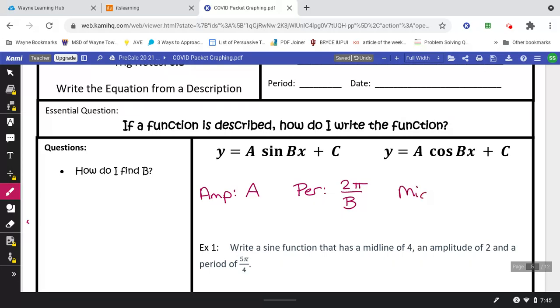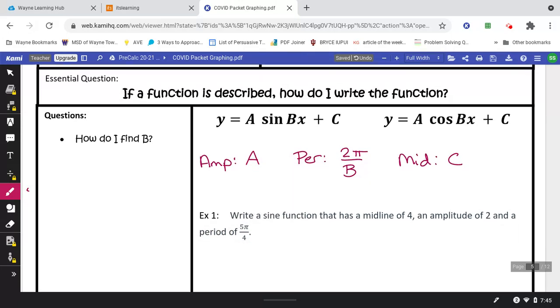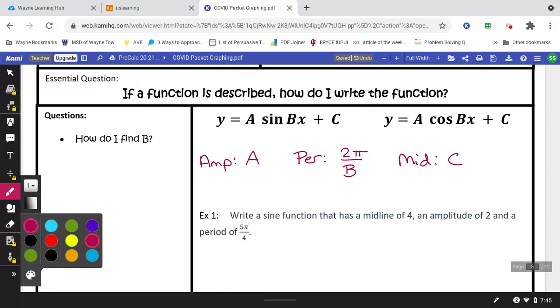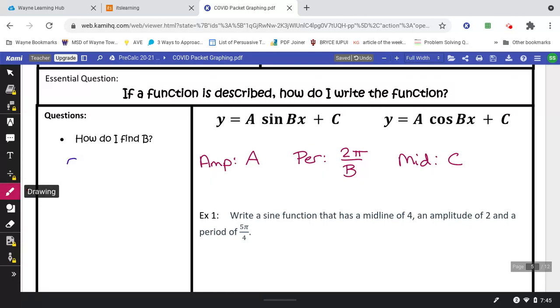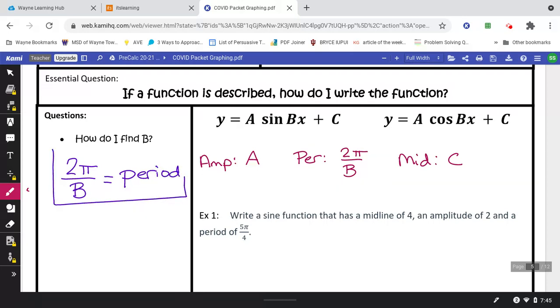And then the midline, which is the middle of the graph, is just your letter c. So if you notice, for amplitude and midline, it's just the letter. Those are going to be pretty easy to fit into our equation. But the period is what's going to take us a little bit of time. So over on the side here, I would like us to write the little equation that we're going to use. We're going to take 2 pi over b, and regardless of what our period is, we're going to set it equal to that. And then this is how we're going to find the b, because the b is what goes into the equation, not the period.